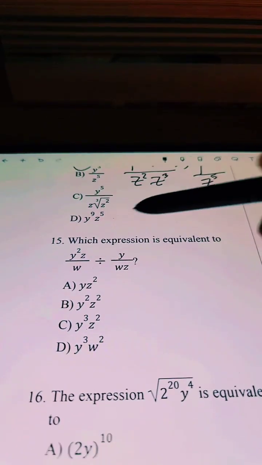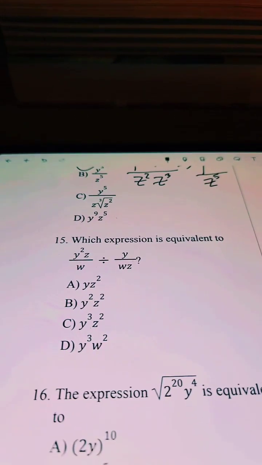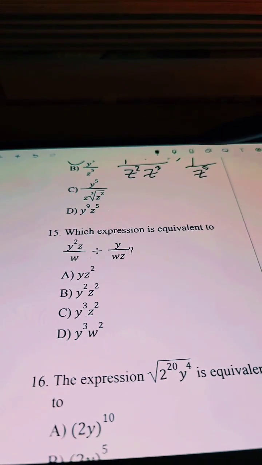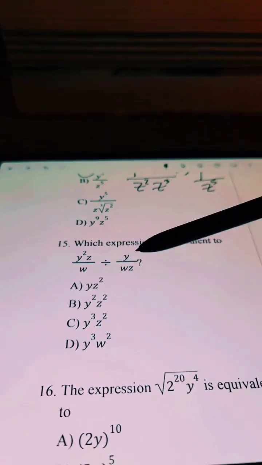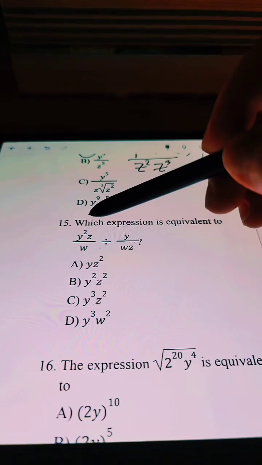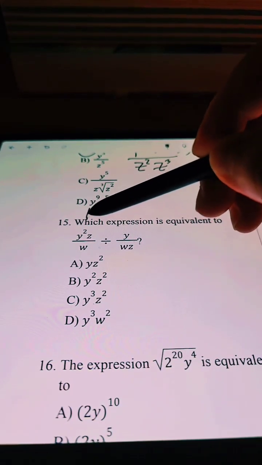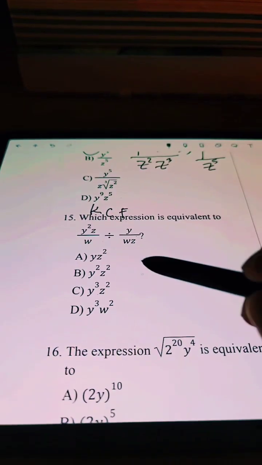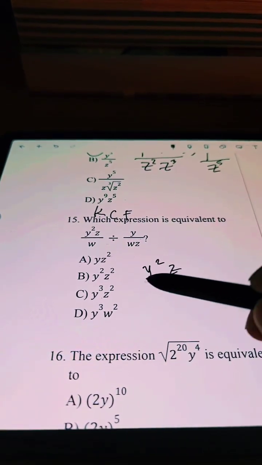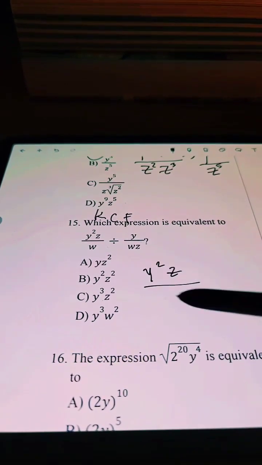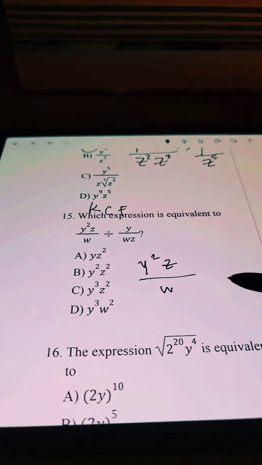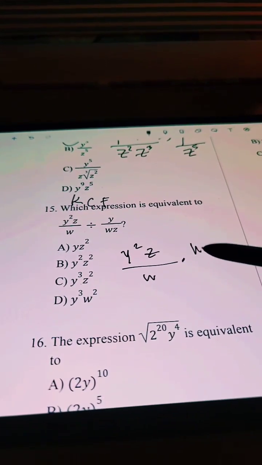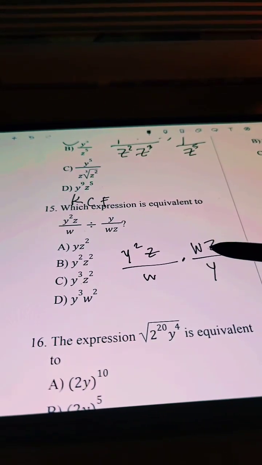So now let's do this one. A lot of people, I don't know why, think that just because there's variables involved, this doesn't follow the rules for fractions. It's still just a fraction, like that's a fraction bar. So it follows all the same rules, even though it's just variables. So we still keep change flip when we're dividing with fractions. So you're going to keep the fraction the same on the left. You're going to change the division to multiplication, and you're going to flip this one so that it's WZ over Y.